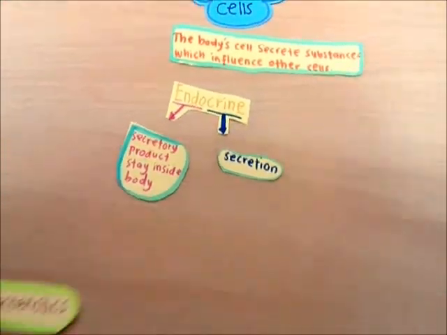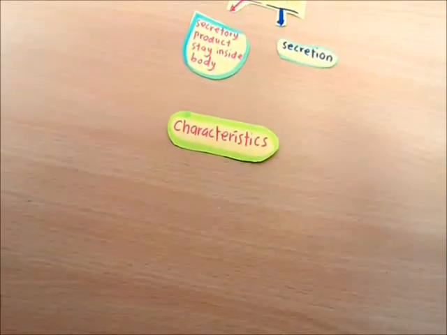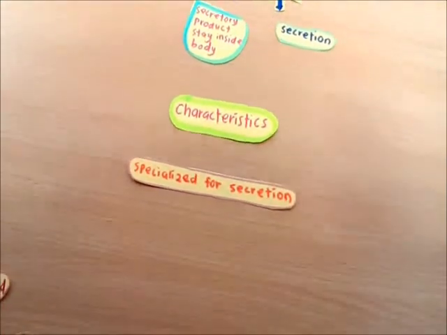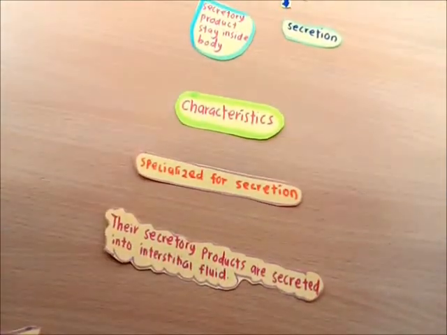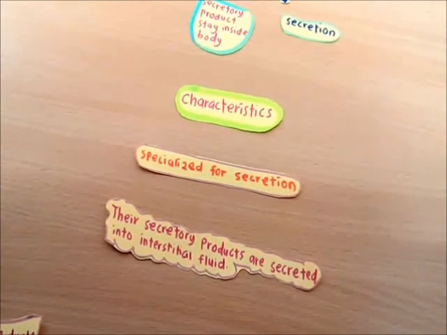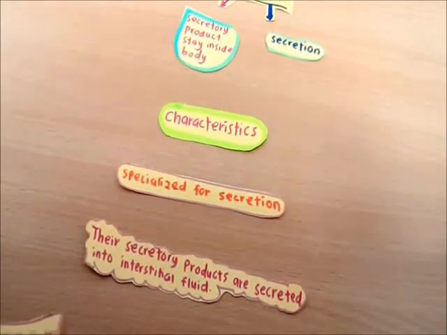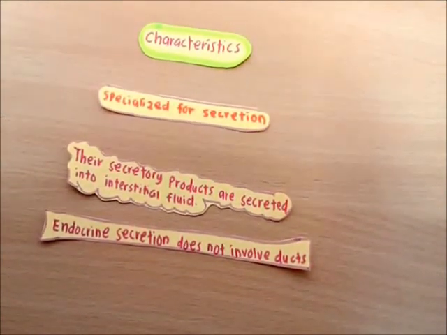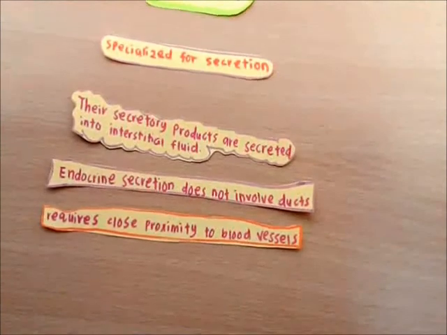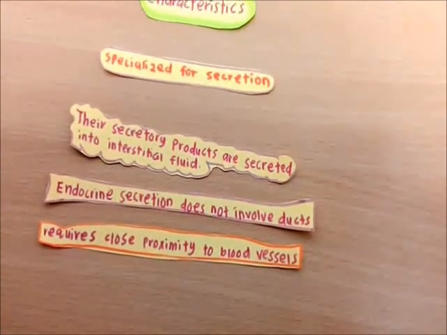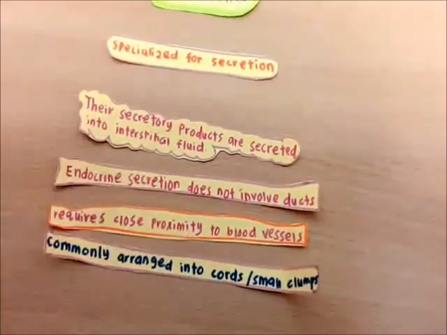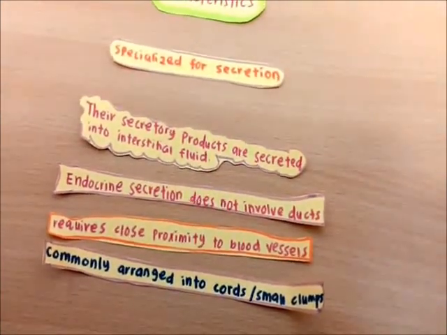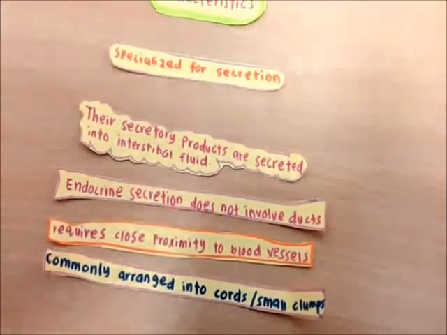What are the characteristics of endocrine cells? They are specialized for secretion, and their secretory products are secreted into interstitial fluid, but endocrine secretion does not involve a duct. They also require close proximity to blood vessels, and lastly, they are commonly arranged into cords and small clumps.